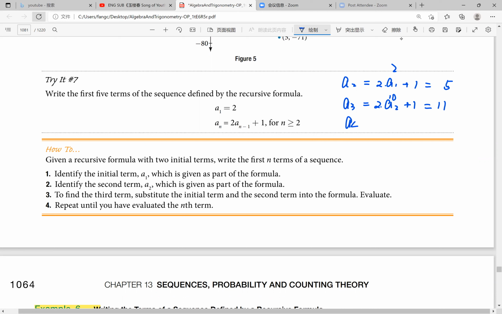Continue, a4 equals 2 times a3 plus 1. a3 is 11. So 2 times 11 is 22 plus 1 is 23. And a5 is 2 times a4 plus 1. a4 is 23. 2 times 23 is 46 plus 1 is 47. So that is the first 5 terms of the sequence.